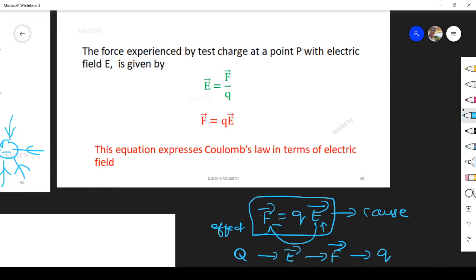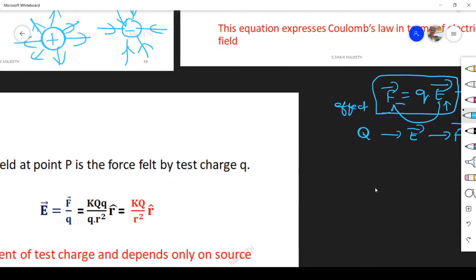So the electrostatic force is created by the electric field. Who is creating the electric field? Charge is creating the electric field. Very simple. A very, very important principle. Clear? Okay. Next.